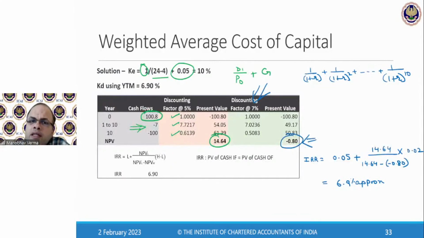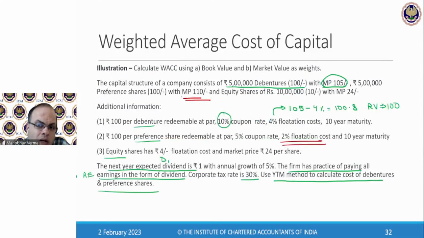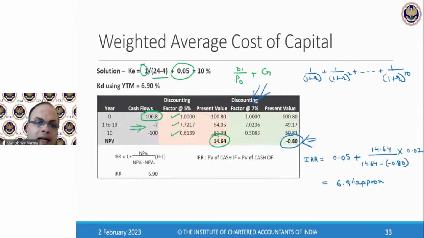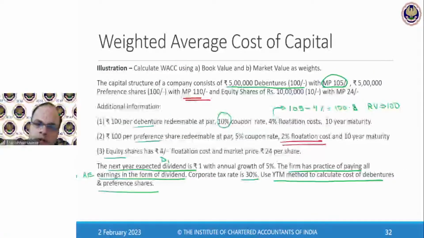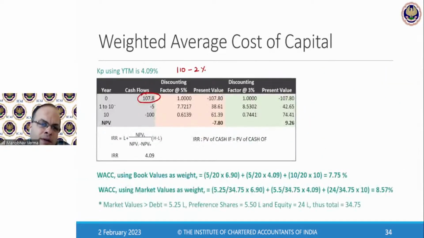You had 10%, 10% into 1 minus tax. Now, in the case of preference dividend, 110 is the market price minus 2% flotation cost. You have 107.8. It was a 5% coupon rate here. So preference dividend is 5. There is no tax benefit, please. No tax benefit for preference dividend, minus 5. And then the redemption value. So we again use 5%. Guys, I want everyone to be attentive here. Using 5%, we are getting minus 7.8.